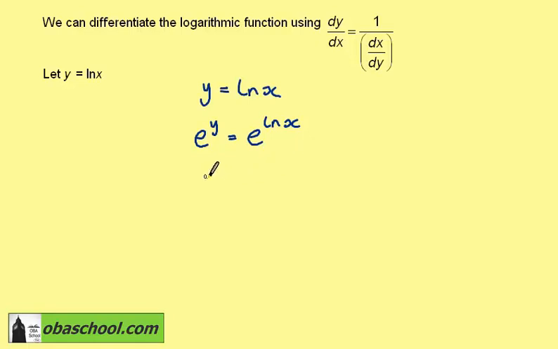We know that they are inverse functions, so e to the y will be equal to x, since e to the x and ln x are inverse functions. e to the ln x is just x. We can now differentiate: dx/dy will be equal to e to the y.